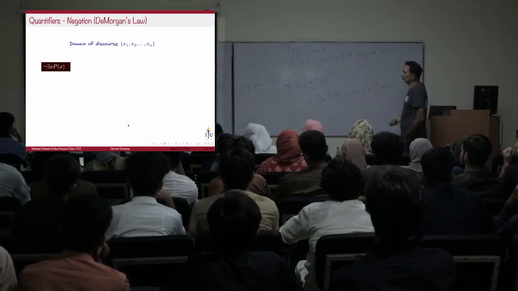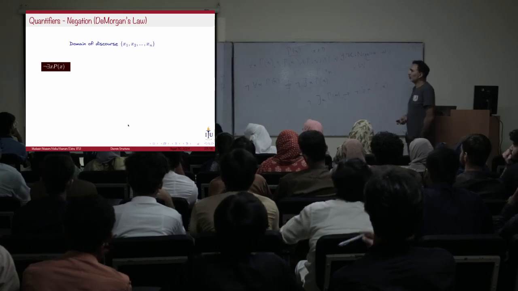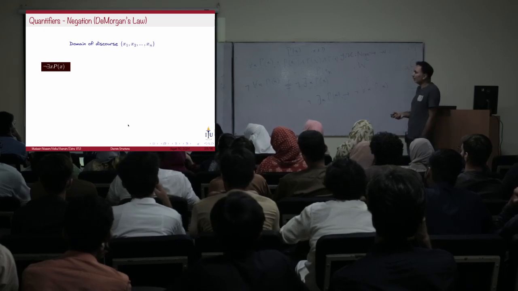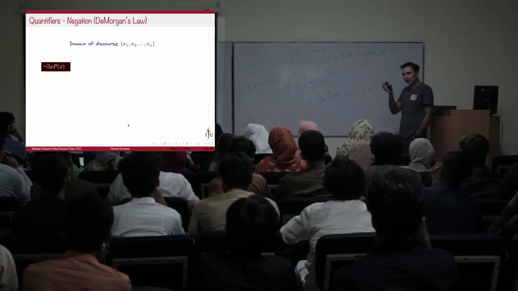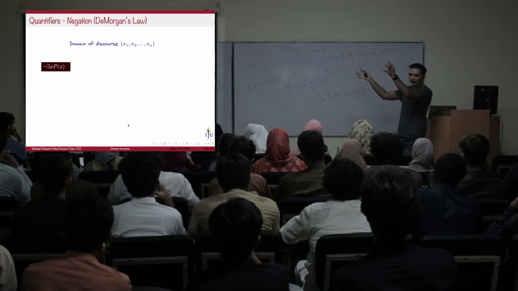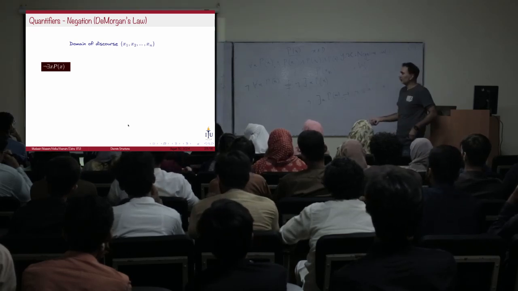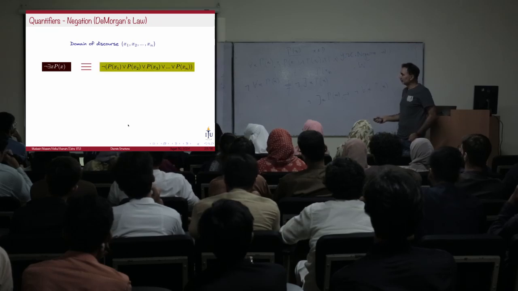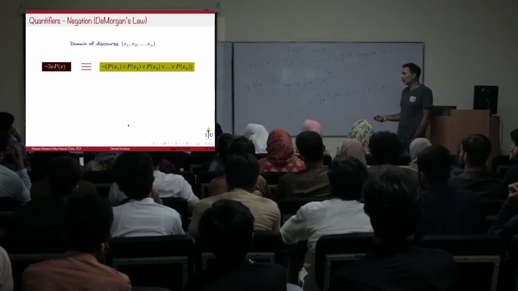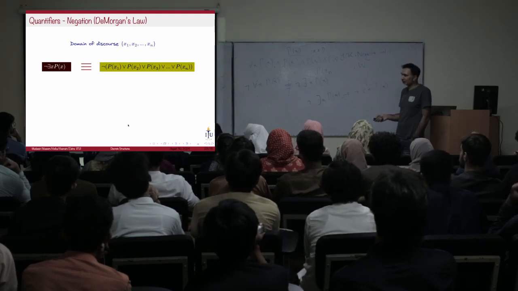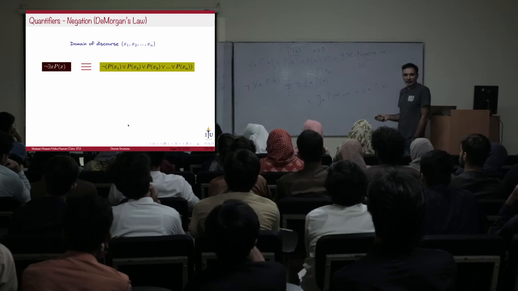So let's see how we deal with the negation of an existential quantifier. The negation of an existential quantifier means that it's not true, whatever the existential quantifier says. So it's the negation of P of x1 or P of x2 or P of x3 and so on, everything within the parenthesis. Now if you apply De Morgan's here, what do you get?